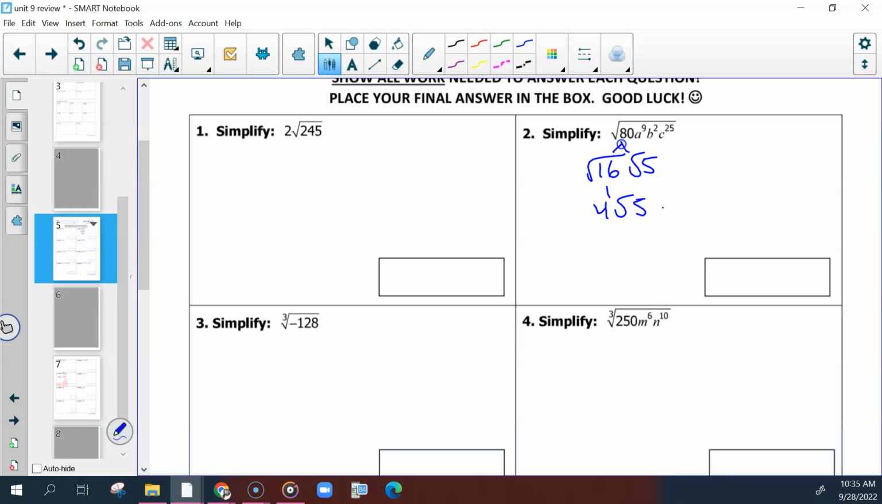2 goes into 9 4 times with 1 left over. 2 goes into 2 1 time with nothing left over. If you want to put the 1, you can. You don't have to. 2 goes into 25 12 times with 1 left over. So on the outside, we would have 4, a to the 4th, b, c to the 12th. On the inside, we would have 5, a, c.